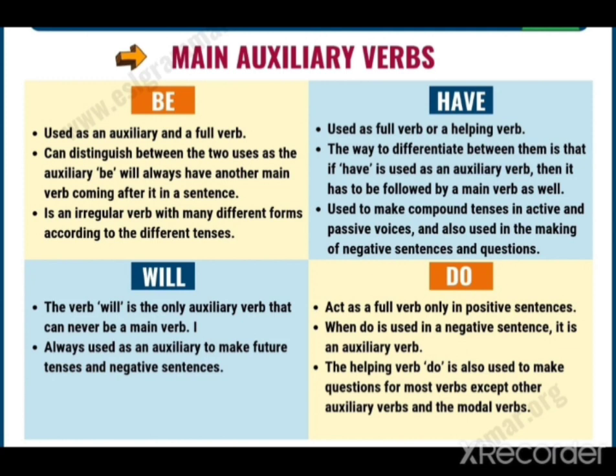The second main auxiliary verb is have. Have is used as an auxiliary verb to be followed by a main verb. It is also used in compound tenses, passive voice, and making negative sentences. The third main auxiliary verb is will. It is the only auxiliary verb that can never be a main verb. The fourth main auxiliary verb is do. When do is used in a negative sentence, it is an auxiliary verb. The helping verb do is also used to make questions for most of the verbs. Now let us see the different forms of these main verbs.